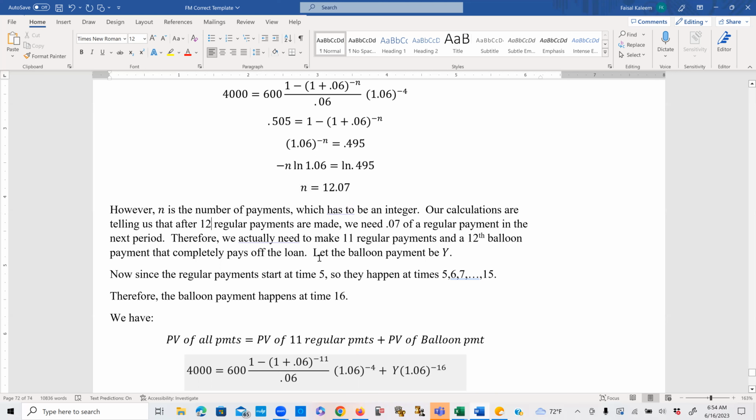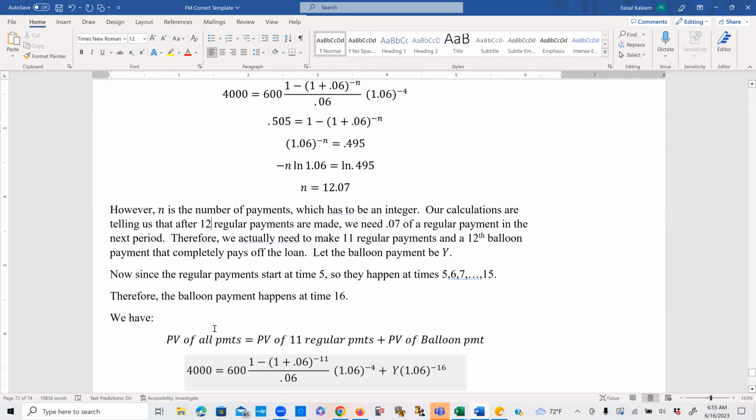Let the balloon payment be y. Now, the regular payments start at time 5. So the next key step is to determine when the balloon payment is happening so that we can bring it back through appropriate time periods. So the regular payments, as we are told, start at time 5, and there are 11 of them. So they will be happening at times 5, 6, 7, up to 15. You can count that these are 11 numbers between 5 and 15. And therefore, the balloon payment has to be the next payment, which must happen at time 16, since the last regular payment happens at time 15.